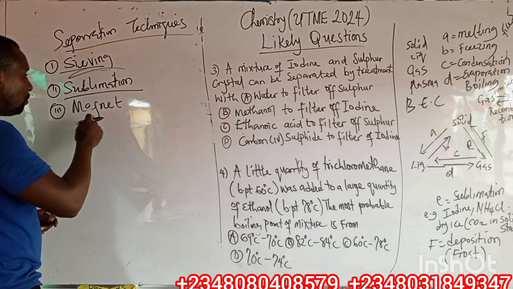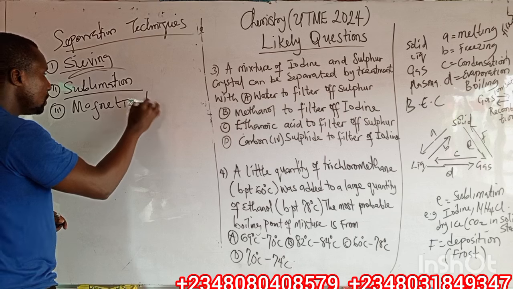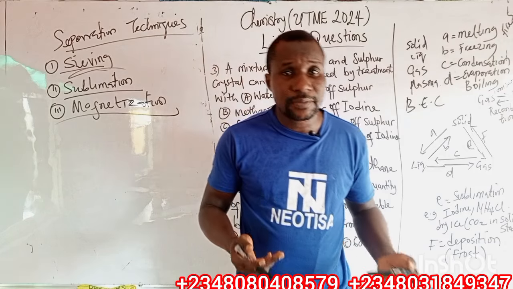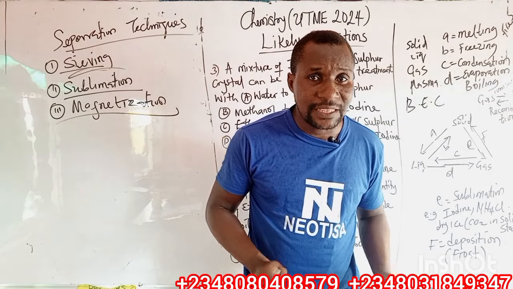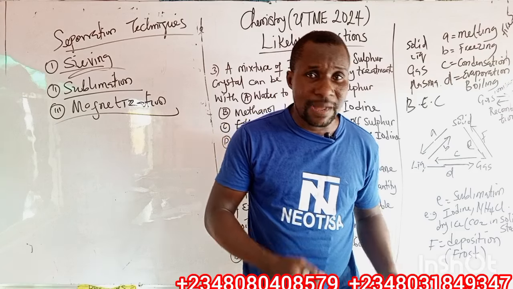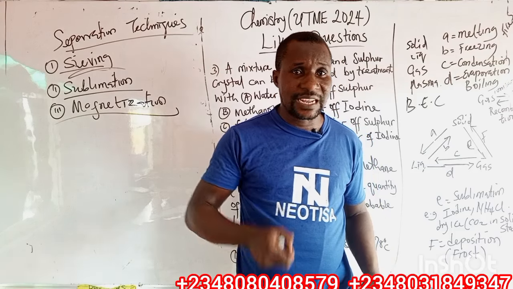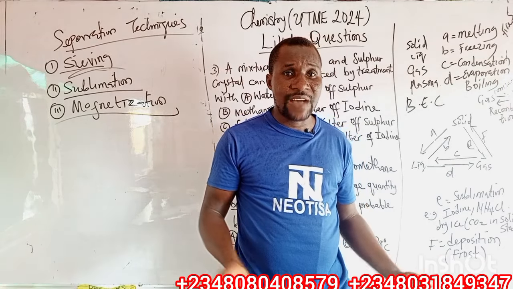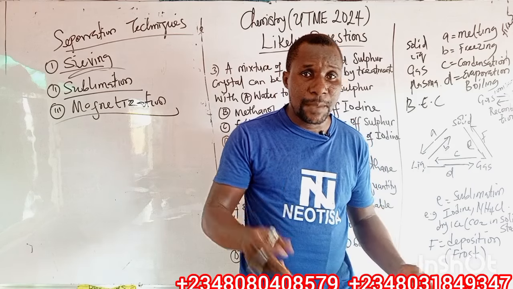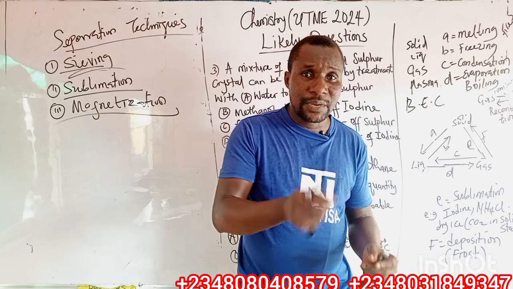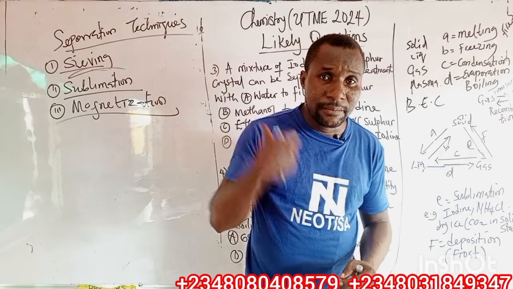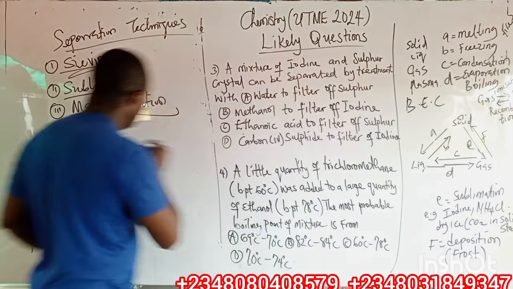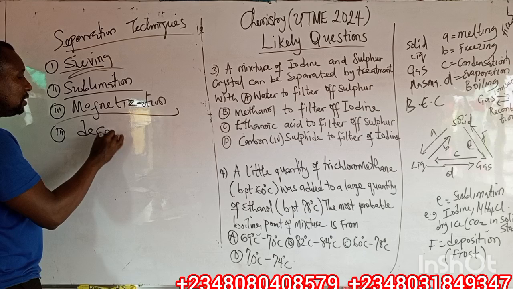We have three: magnetization. This process is used to separate substances that have magnetic properties from a mixture, substances that a magnet can attract. Like iron filings. If you have iron filings mixed with small paper or small woods, to separate the iron filings from this wood, we use magnetization, because iron can be magnetized.